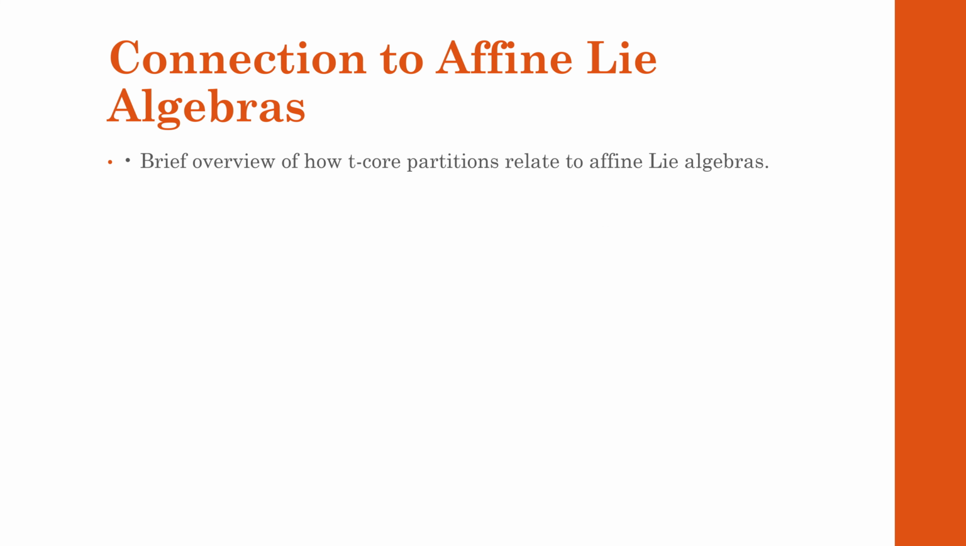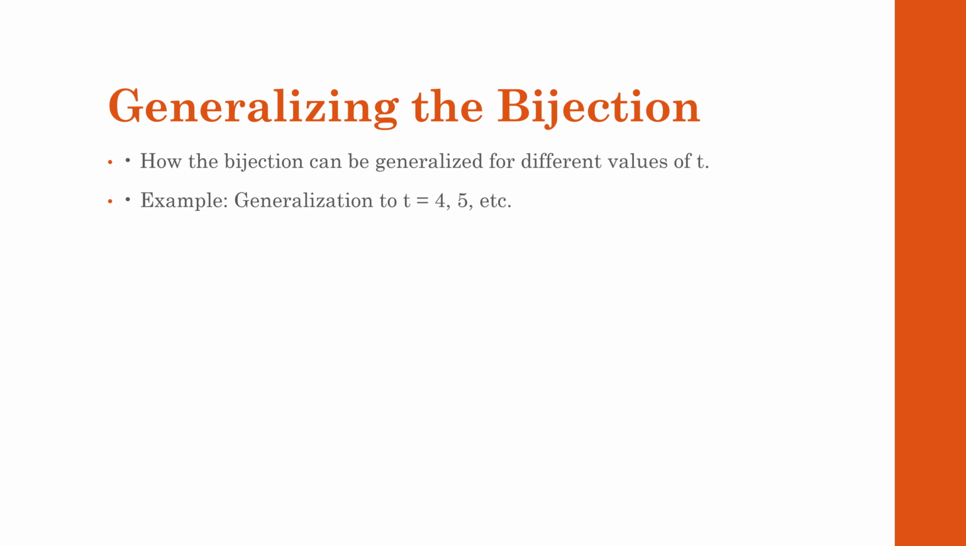Connection to affine Lie algebras. A brief overview of how T-core partitions are related to affine Lie algebras. Generalizing the bijection for different values of t, for example generalization to t equals 4, 5, etc.